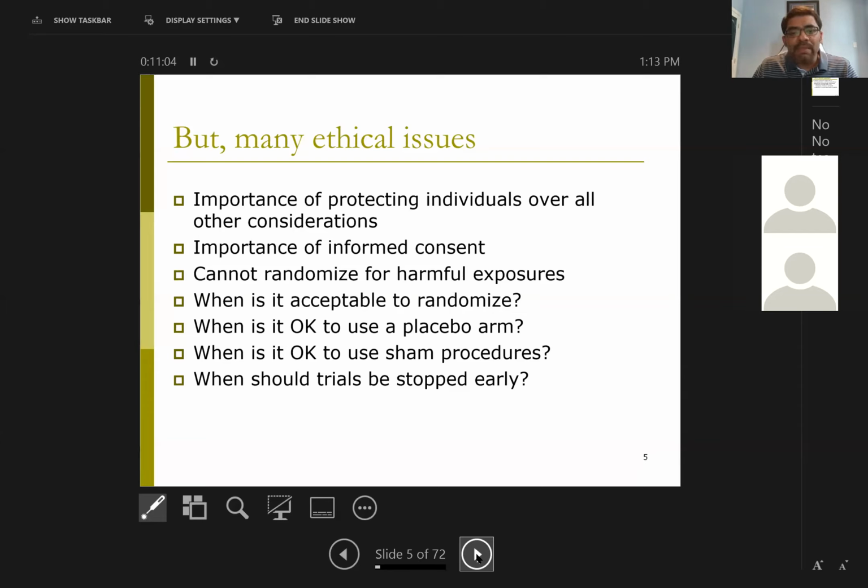We cannot randomize people to harmful exposures, and we cannot randomize people to a medicine and then a placebo if there is already an active treatment available, right? Whatever is the standard care for that particular disease must be the comparison group. Occasionally, we can pull off a placebo when there is absolutely no current treatment available.